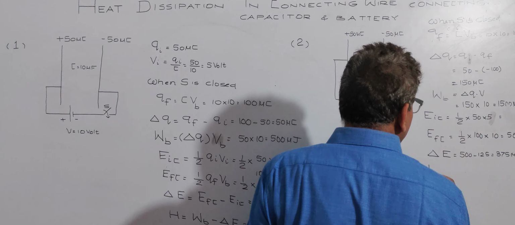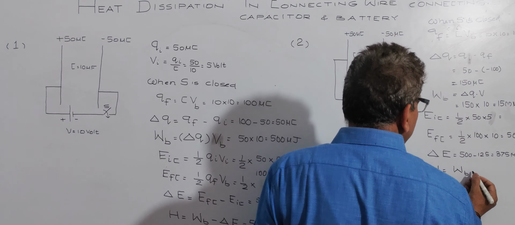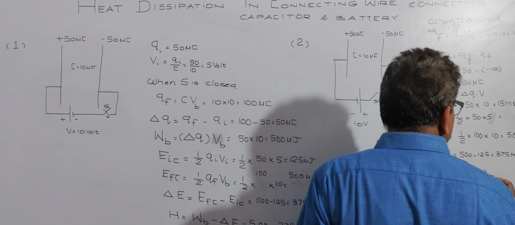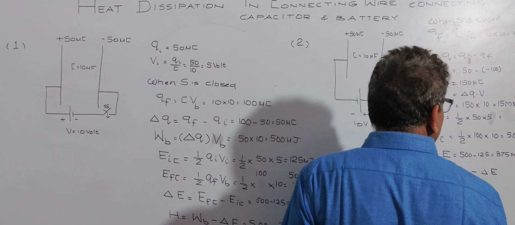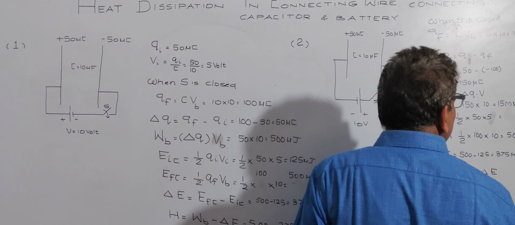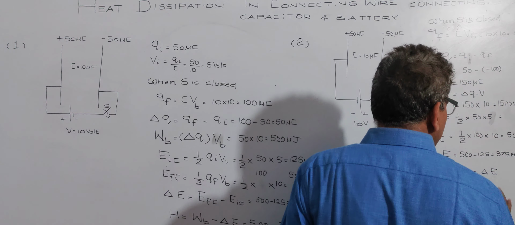So I can once again find out the heat energy: the energy supplied by the battery, or work done by the battery in charging the plates of the capacitor, minus the increase in energy of the capacitor. I can say it is equal to 1500 minus 1125, which is 375.